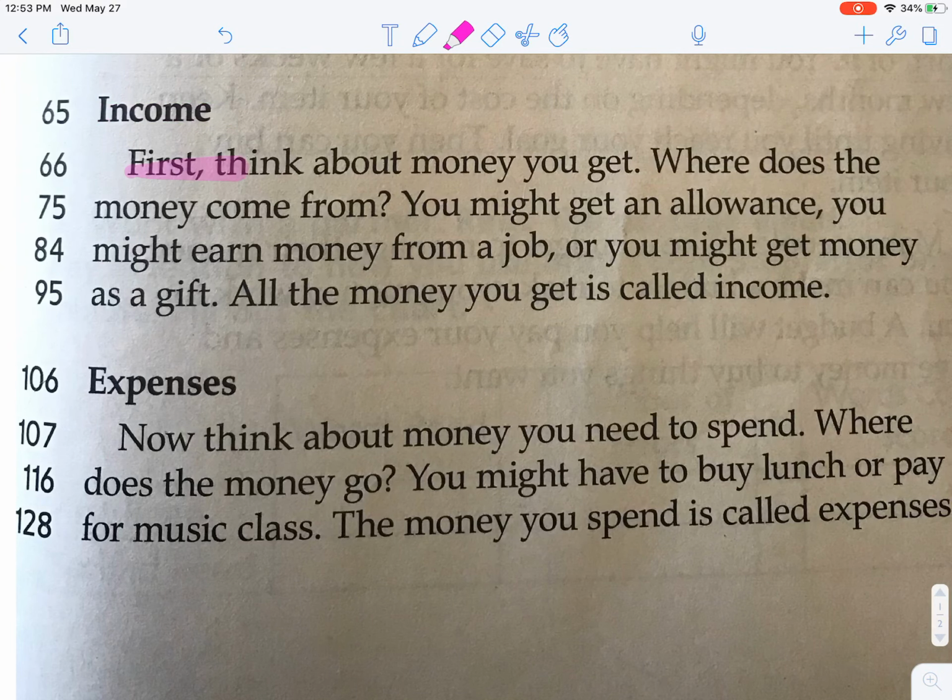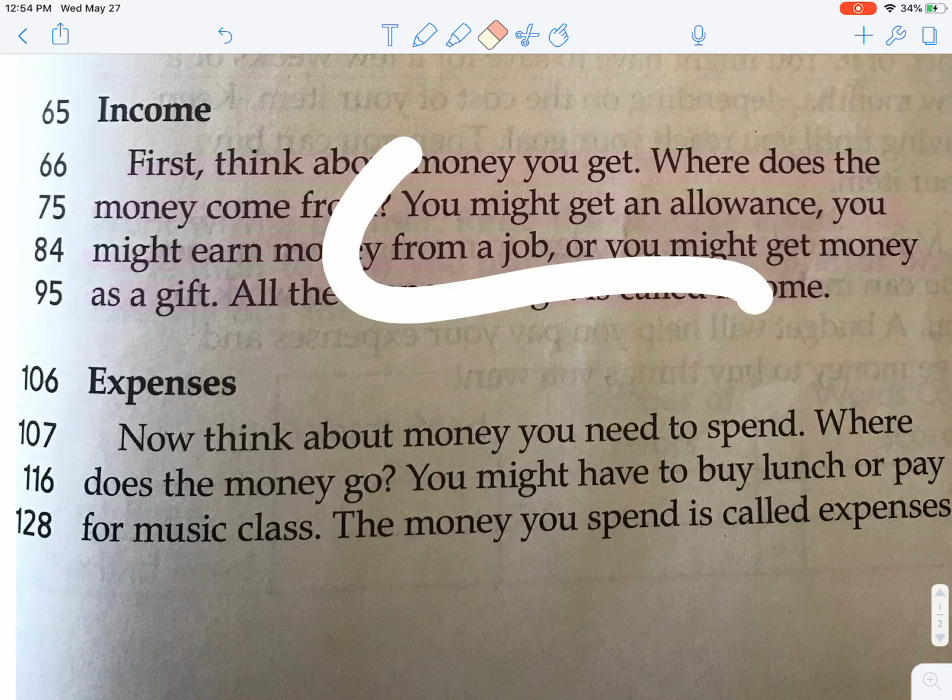Income. First, think about money you get. Where does the money come from? You might get an allowance. You might earn money from a job, or you might get money as a gift. All the money you get is called income.